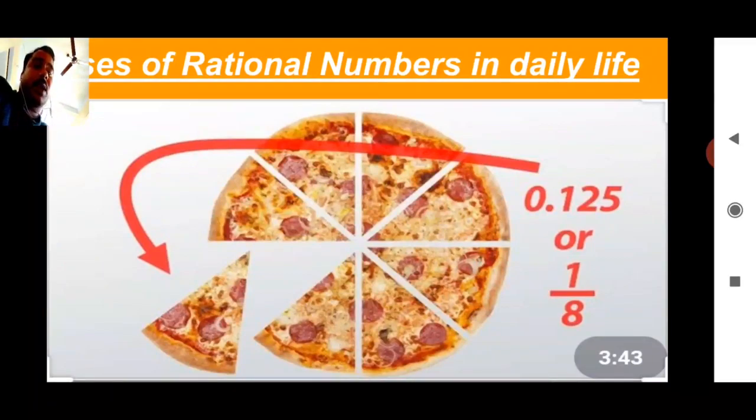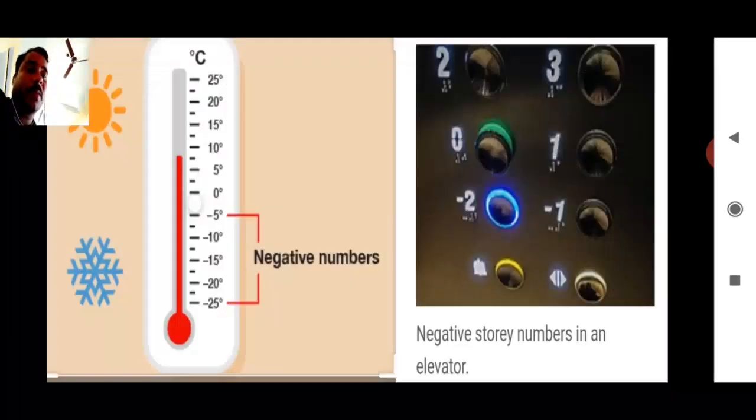Students, we have studied rational numbers, their properties, and solved questions based on these properties. Now, what are the uses of rational numbers in our daily life? Here some pictures represent the daily usage of rational numbers. Here is one pizza and there are 8 slices. If you want a slice, then it represents 0.125 or 1 by 8, and 1 by 8 is a rational number.